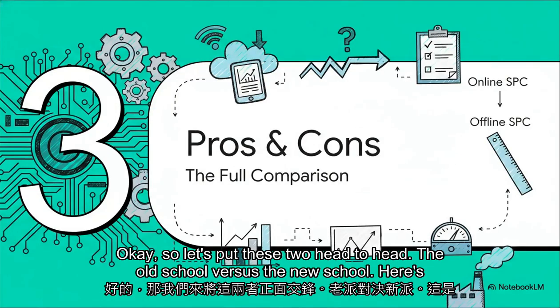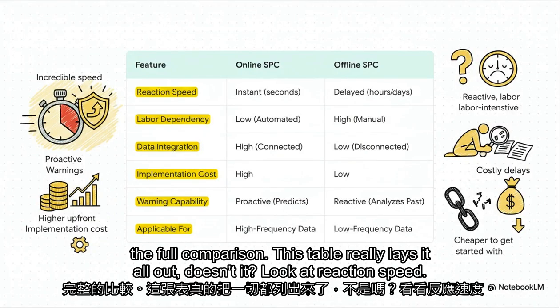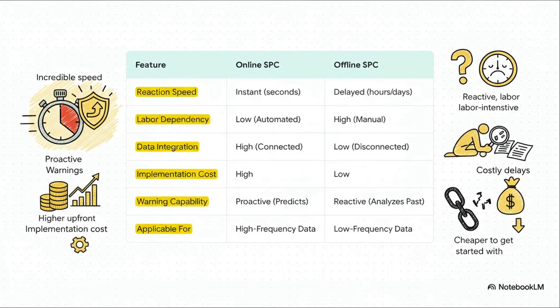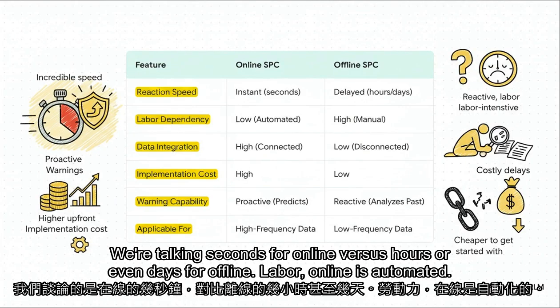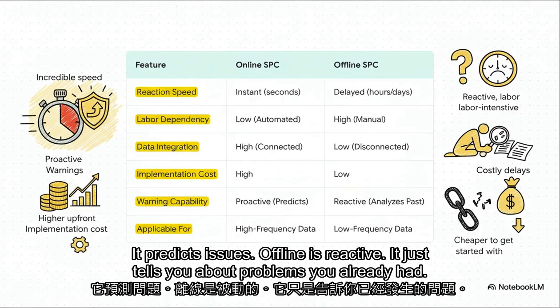Okay, so let's put these two head-to-head. The old school versus the new school. Here's the full comparison. This table really lays it all out, doesn't it? Look at reaction speed. We're talking seconds for online versus hours or even days for offline. Labor, online is automated, offline is super manual. And the warning capability, this is a big one. Online is proactive, it predicts issues. Offline is reactive, it just tells you about problems you already had.